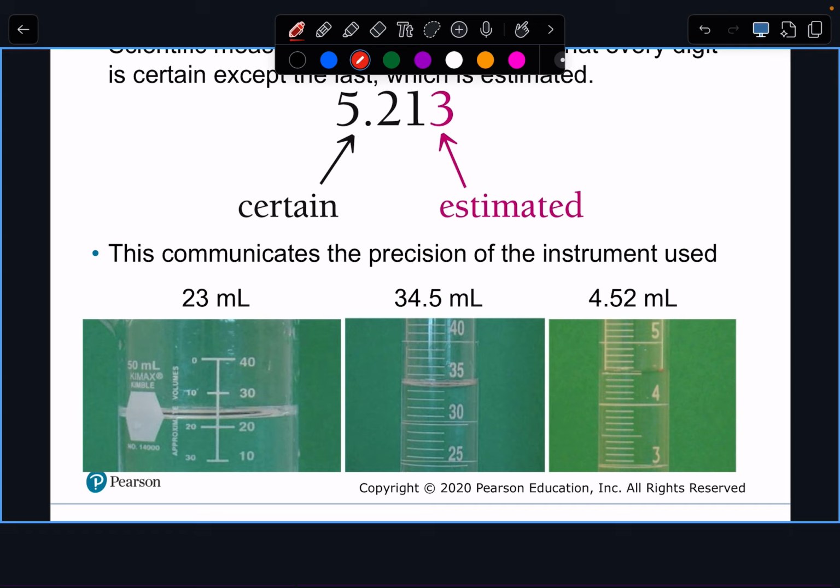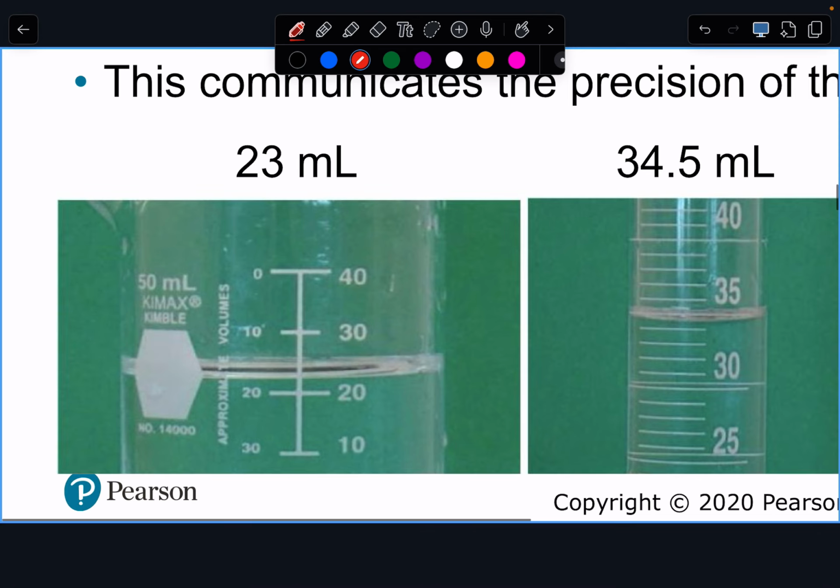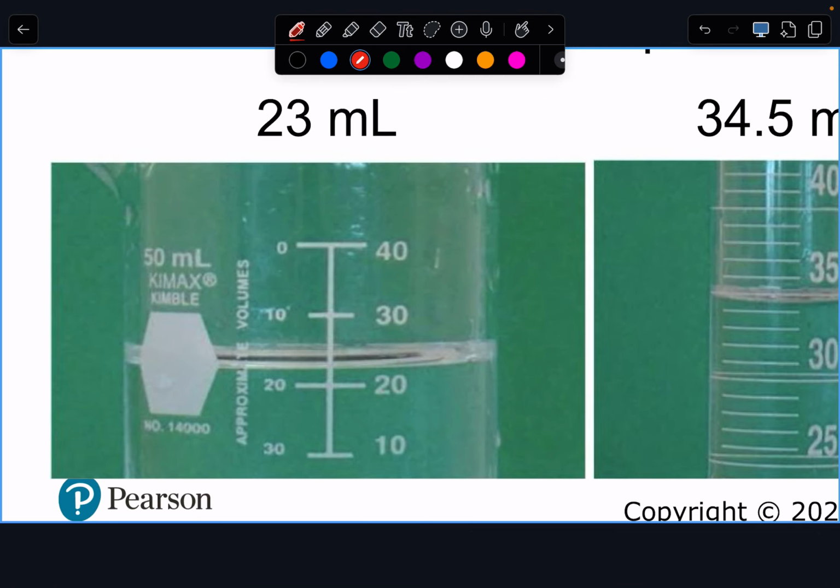When you're measuring liquids in a lab setting, you're going to be using some kind of glassware that has a level of precision associated with it based on how it was calibrated when it was made. So on the left-hand side, that's just a very rough estimate kind of beaker, okay? So it measures off the milliliters in units of tens. So 10 milliliters, 20 milliliters, 30 milliliters, 40 milliliters.